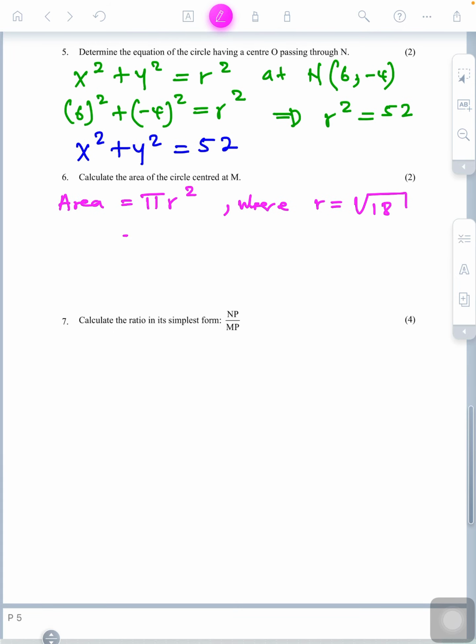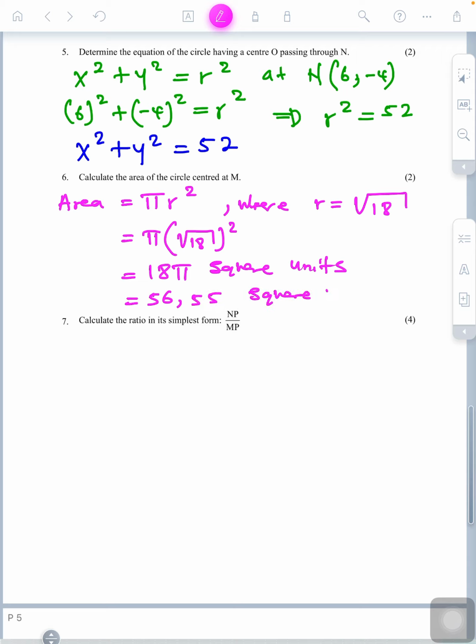So then now the area will be pi times the square of r, which is the square root of 18 all squared, which then gives us 18 pi. But because we're dealing with the area, we must write square units. If you want to round it off to two decimal places, you're going to get 56.55, but you must still write square units.